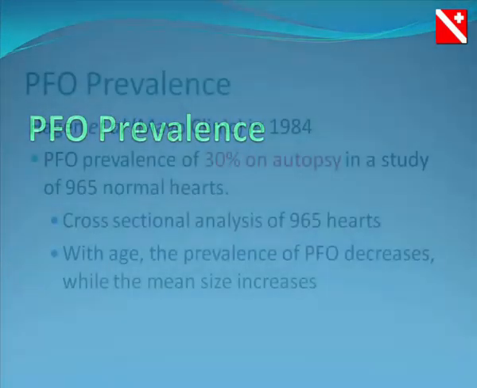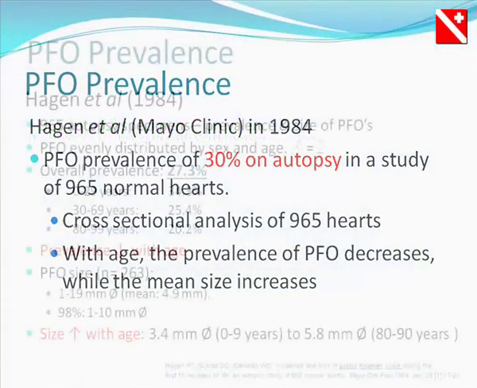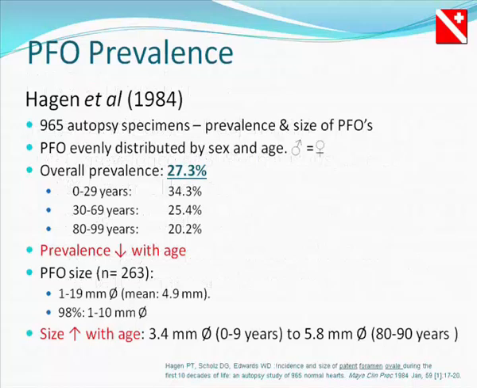Let's quickly look at the prevalence, and I think most of you know about the classic Mayo study. Nearly 1,000 autopsies. They found the prevalence was about 30% in that group. What they also found is that as people grew older, the prevalence decreased, but those that still had PFOs had larger PFOs. So that's pretty much what came out of that study.